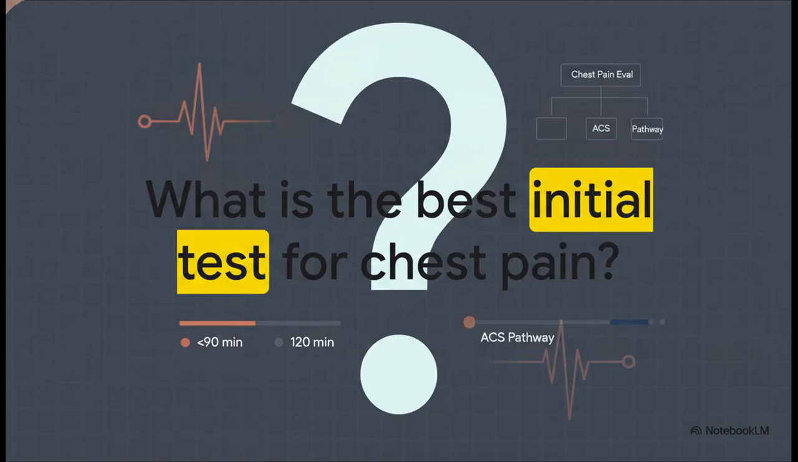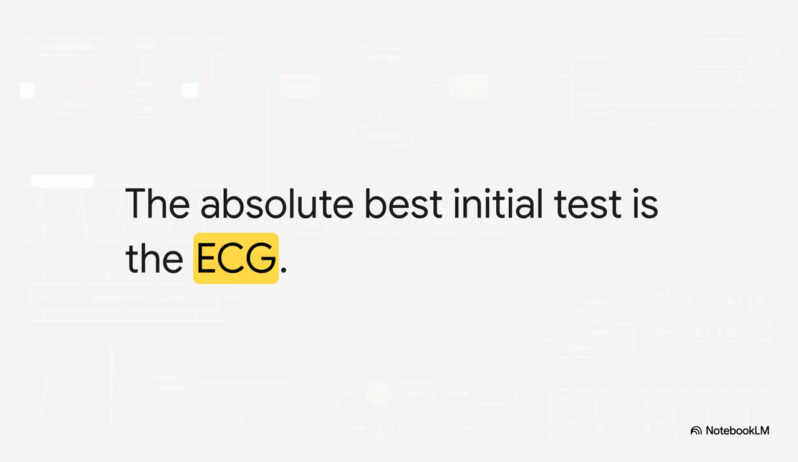But let's rewind a second back to the acute setting. Pause right here. What is the absolute best initial test for chest pain? The answer? It's the ECG. We all know the saying, time is tissue, and this foundational step absolutely must be completed within 10 minutes of arrival. You're hunting for ST elevation in contiguous leads.